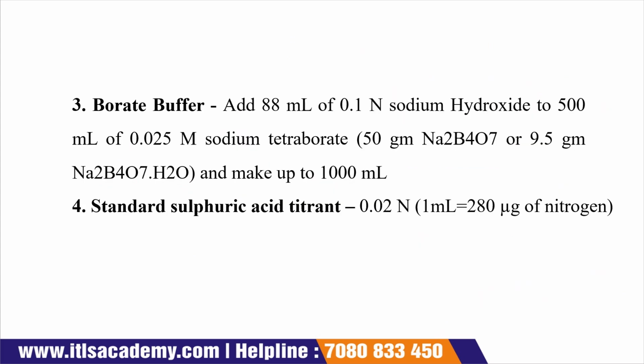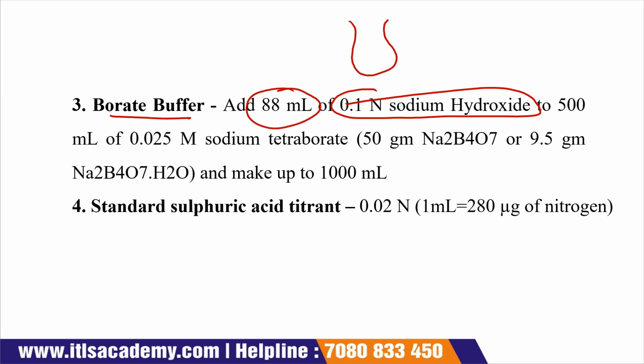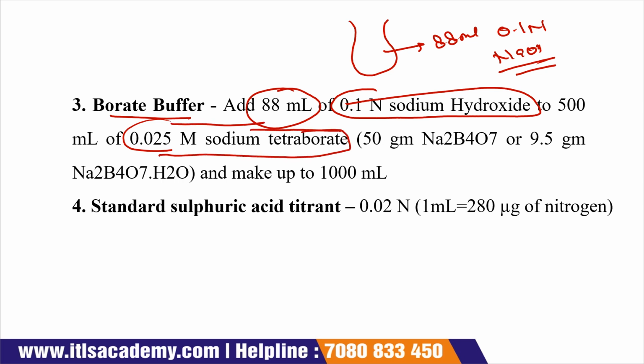Okay, now come to the next one. The next reagent that we require is a borate buffer. For this we require 0.1 normal sodium hydroxide solution, and the volume of this sodium hydroxide solution should be 88 ml. Again we take a conical flask and we add 88 ml of 0.1 normal sodium hydroxide solution to 500 ml of 0.025 molar sodium tetraborate.